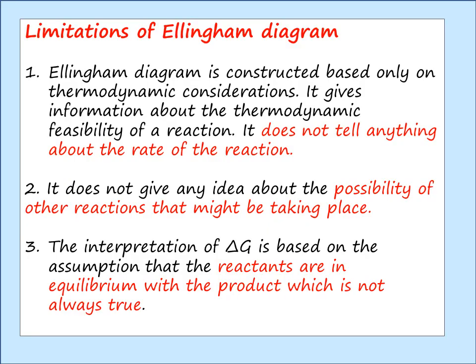What are the limitations of the Ellingham diagram? The Ellingham diagram gives the thermodynamic feasibility of a reaction, but it does not tell anything about the rate of the reaction. It does not say anything about the speed with which a reaction takes place. Second, it does not take into account any side reactions that occur along with the main reactions. Third, it considers all the reactions to be in equilibrium. That is, reactant becoming product is treated as an equilibrium reaction, considering that the delta G value is calculated. But in all cases, the reactions are not in equilibrium.